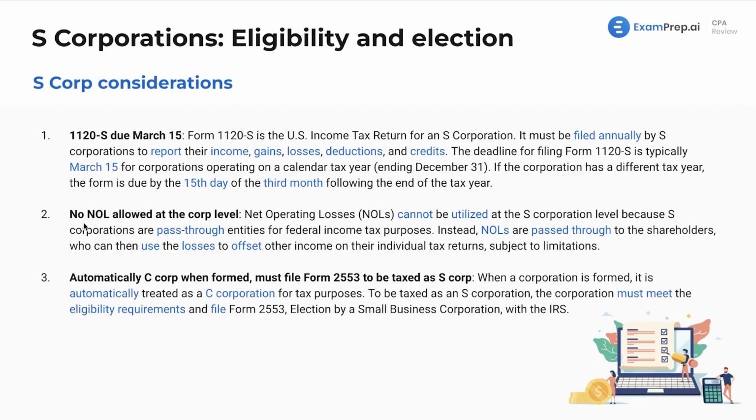The next point here: no net operating loss is allowed at the corporation level. Now, let's think about this. Pause for a second. We are only being taxed at the shareholder level. So you may be thinking, hey, Nick, why are we even talking about reporting the gains, losses, income, deductions, all of that at the S Corp level?